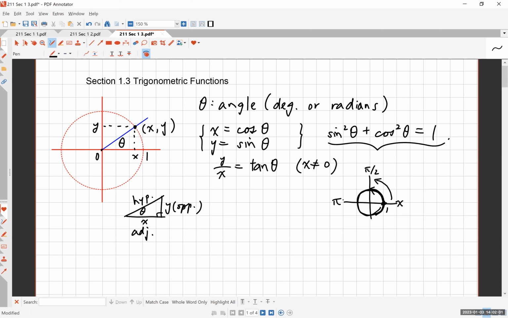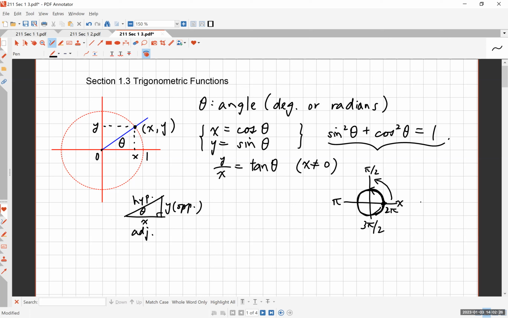And by the way, this pi is the same as the pi you learned years ago. It is the real number, 3.1415, blah, blah, blah. It's the irrational number, which represents the ratio between the circumference of a circle and its diameter, right? And then of course, 2 pi is going to bring you right back to this point 1, 0.